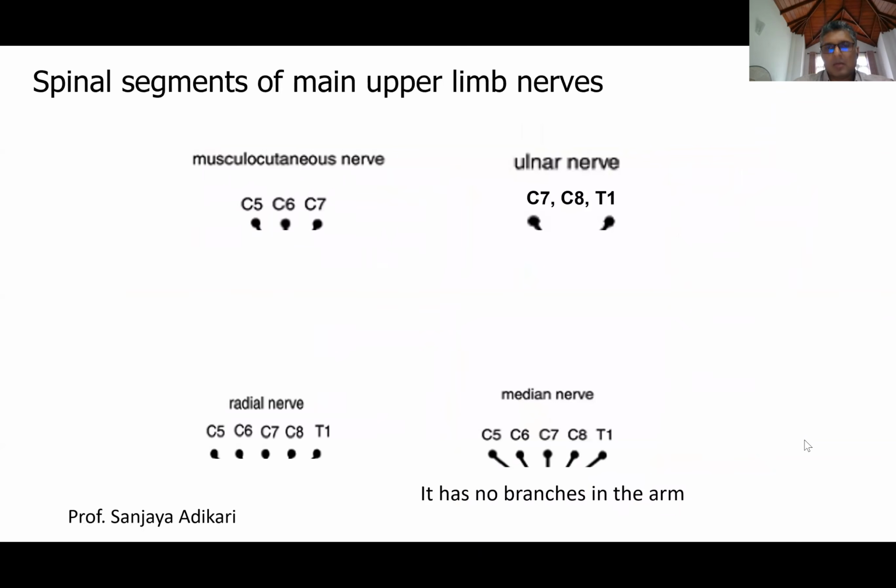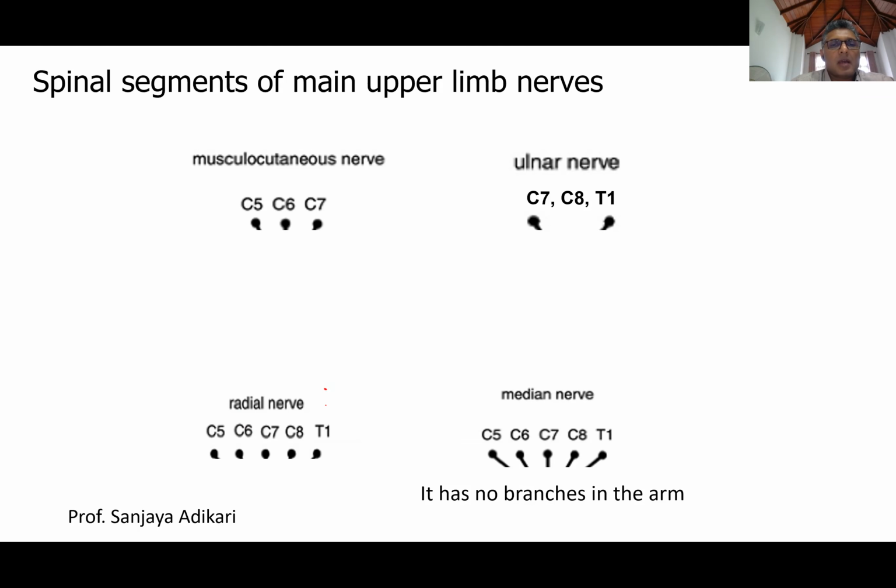Then another important point, if somebody asks you the segments carried by the 4 main nerves that supply the upper limb. The 4 main nerves that supply the upper limb are the musculocutaneous nerve, ulnar nerve, radial nerve and the median nerve. Okay, now this is how you remember it. It's very easy. Radial nerve and the median nerve, which have a considerable distribution, they carry all the segments C5 to T1.